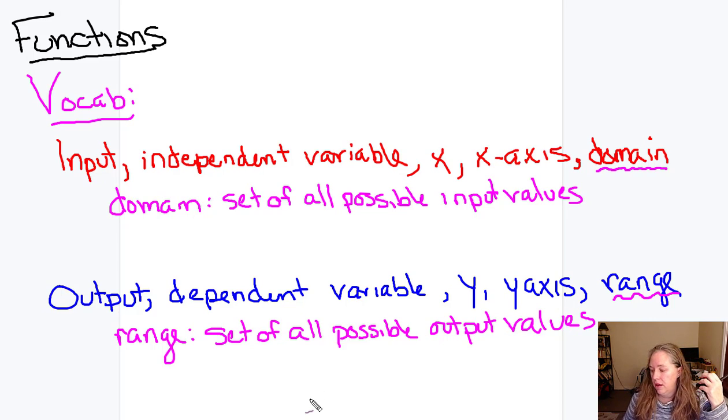So you can use output and dependent variable and y-axis and range kind of interchangeably. They're definitely all the same concept. They basically mean the same thing. Some of them are slightly different perspectives. For example, y-axis is a graph perspective, so you're looking at the graph to see the output. Dependent variable is more of a word problem perspective. You're thinking which variable depends. Does money earned depend on hours? But they essentially mean the same thing.